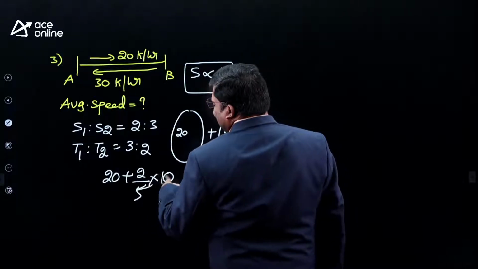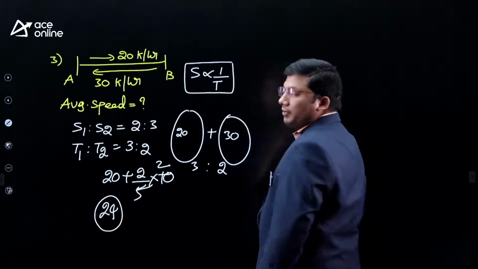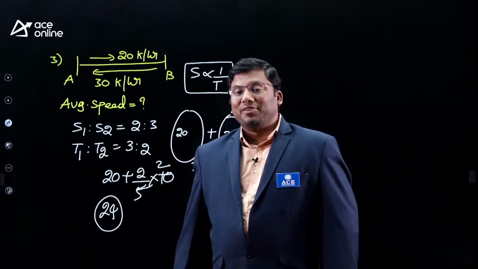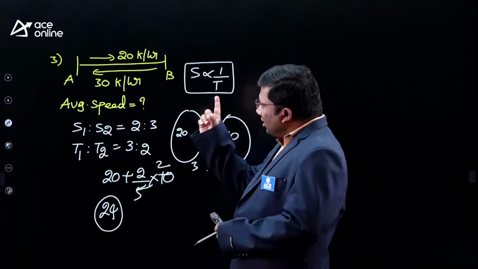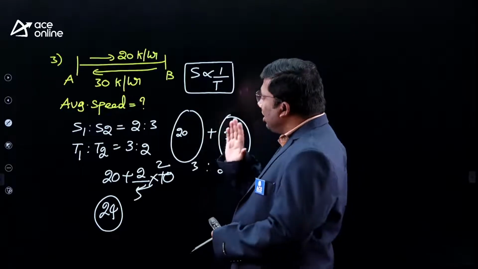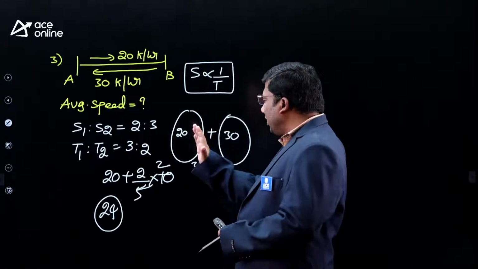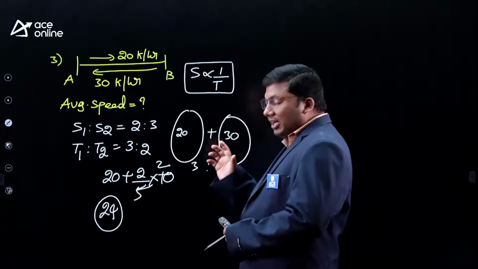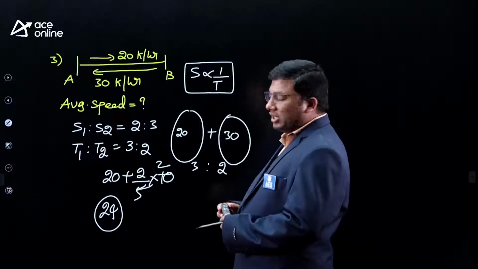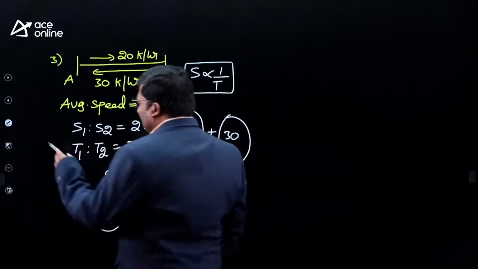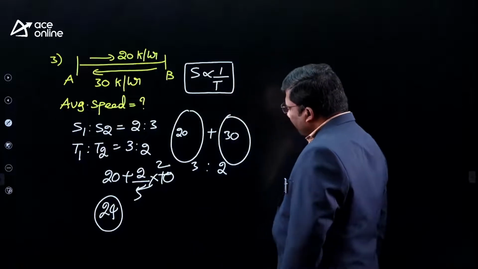Are you all with me? Such a beautiful way of solving the question. 20 plus 4, 24. Same thing we did when price and consumption are inversely proportional to each other. Here speed ratio is 2:3, time ratio 3:2. While going 20, coming 30, it is in the ratio 3:2. 20 plus 2 by 5 into 10. Answer is 24. Is the idea clear?